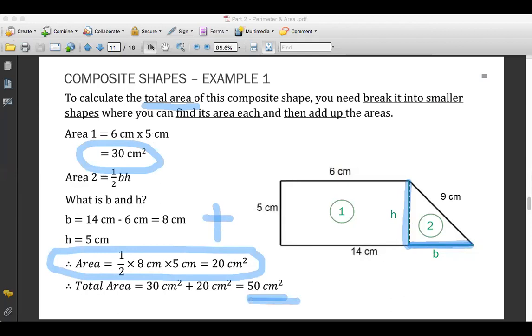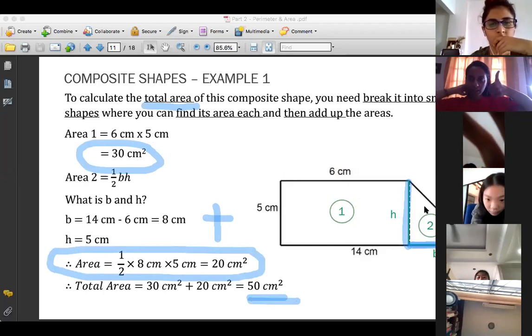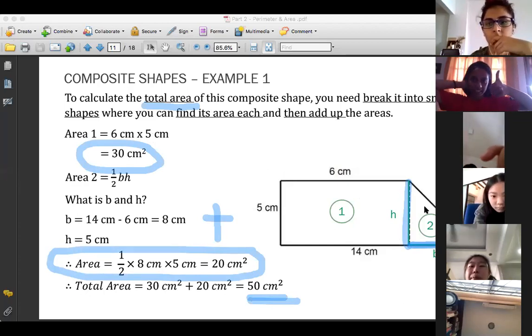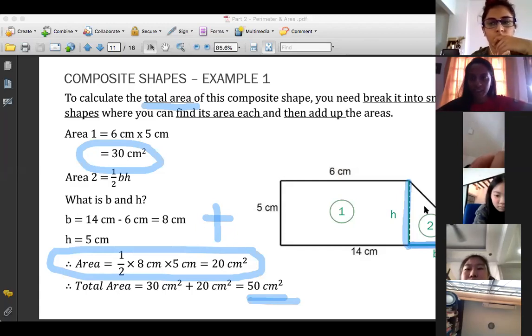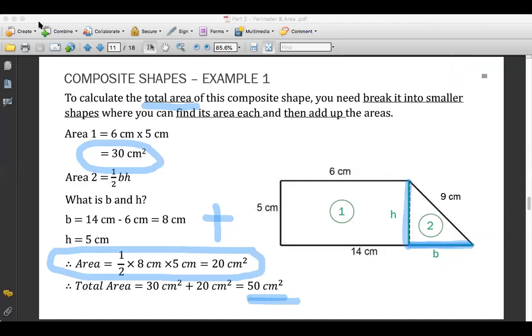Okay. All right, does everyone understand the first example? Yes. Any no's? Okay, I'm going on to the second example. How do I get out of this?